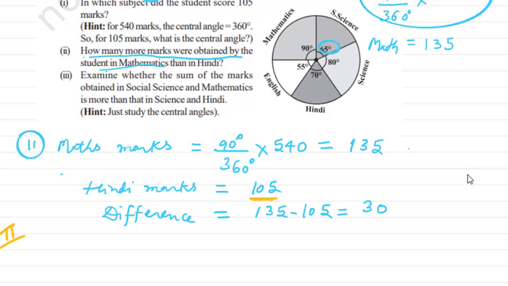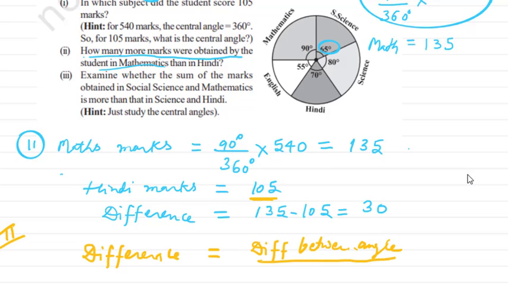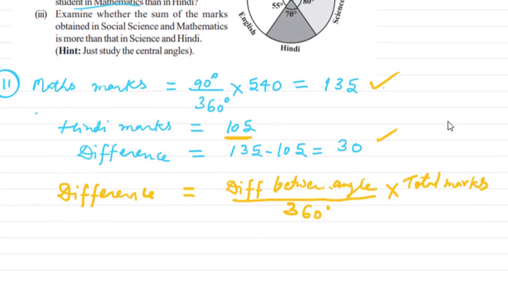In that case you can find the difference directly. The difference can be given as the difference between the angles divided by 360, the total angle, into the total marks. If you use this formula, you can find it directly. You don't have to find the maths marks and Hindi marks separately. The difference you will get directly from here.